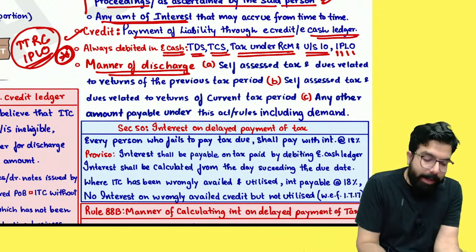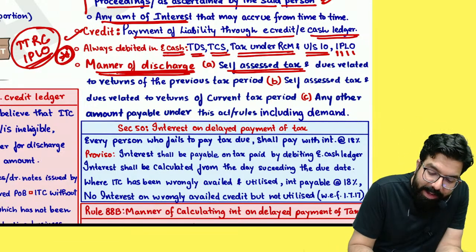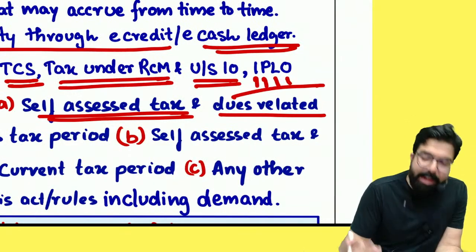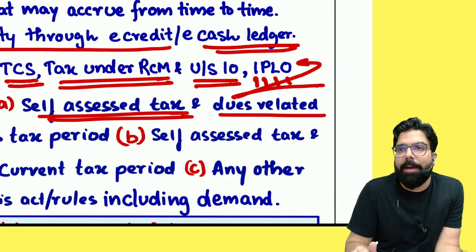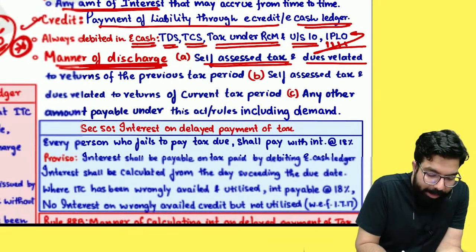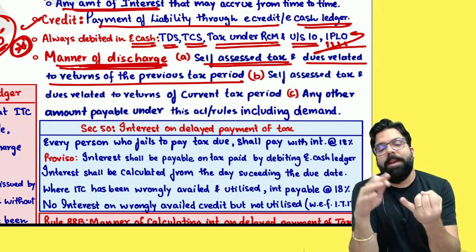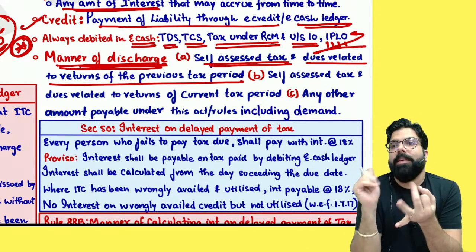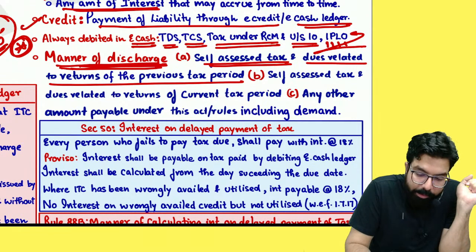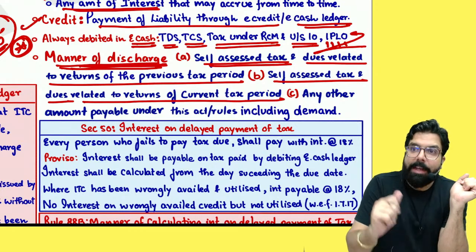They are telling what will be the manner of discharge. First, you have to pay self-assessed tax and dues. Dues means what, everyone? Dues means any interest, penalty, late fee, anything you have to pay of the previous return. As per the last month, if you have a tax, interest, late fee which is payable, that has to be paid first. Then self-assessed tax and dues relating to the return of the current tax period.